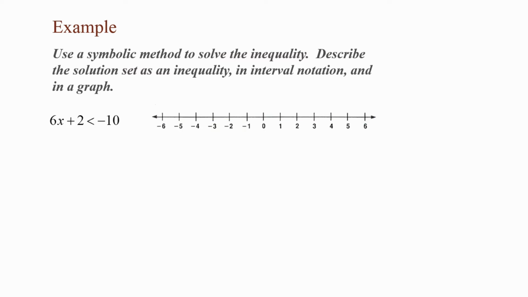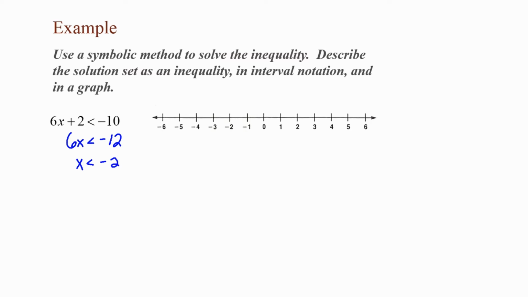In this example, my inequality is 6x plus 2 less than negative 10. Using the symbolic method to solve the inequality, subtract 2 from both sides. 6x is less than negative 12. Divide both sides by 6. X is less than negative 2.